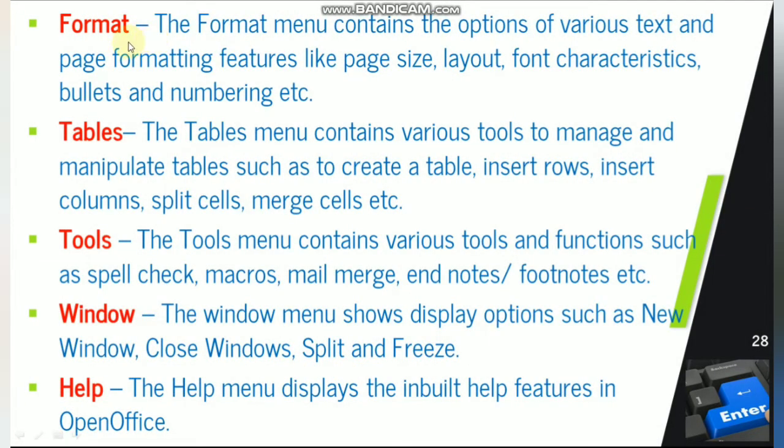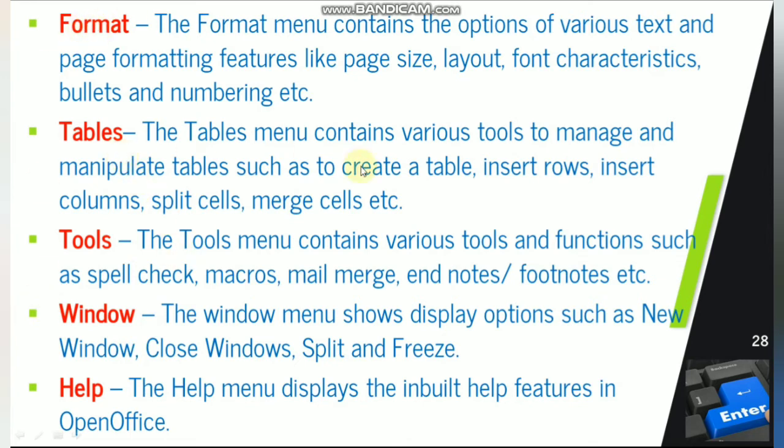Then the Format menu. Inside the Format menu you will have various formatting options, such as you can change the page size, you can change the layout, you can change the font characteristics, and you can include bullets and numbers for your text. See, bullets and numbers is nothing but, by the side of the text I am having a small square. Okay, so this is called bullets. And if I am having 1, 2, 3 or A, B, C like that, that will be called numbering. Okay, so all this will be inside your Format menu.